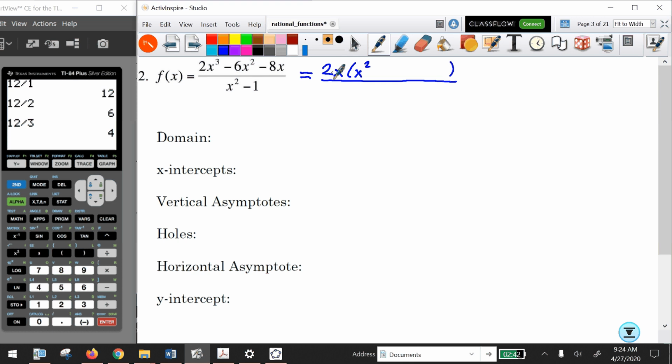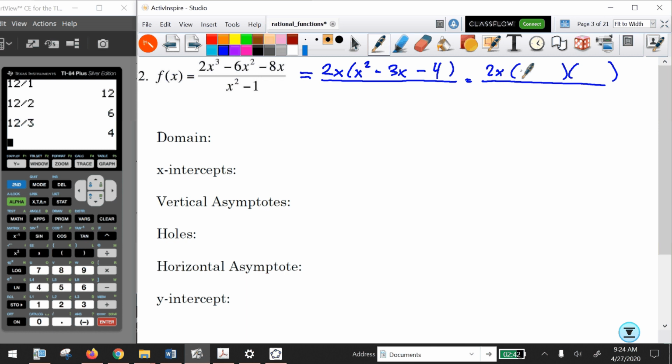How many times does 2x go into negative 6x squared? Negative 3x, because if you multiply them, you get negative 6x squared. Negative 8x divided by 2x is negative 4. All right, and this can be factored further, actually. Our x squared minus 3x minus 4.